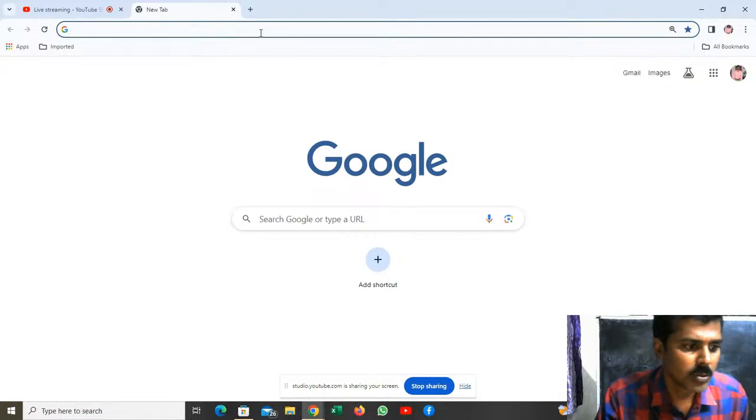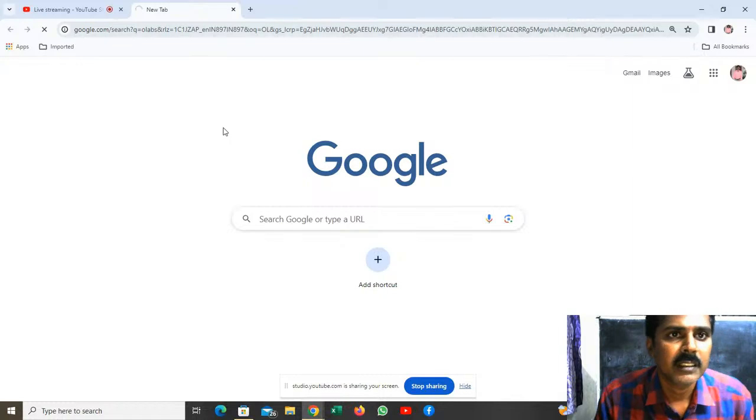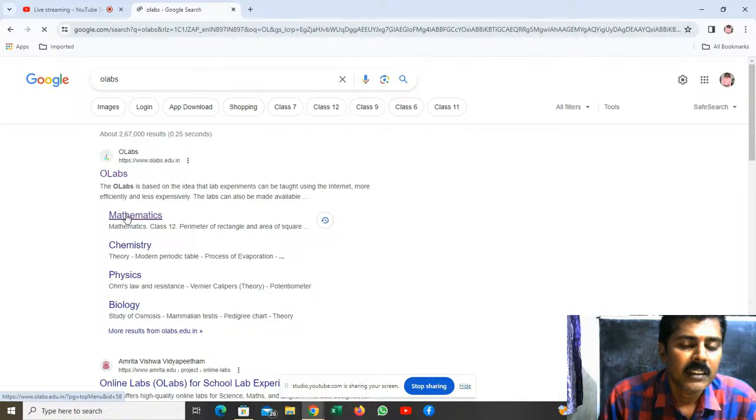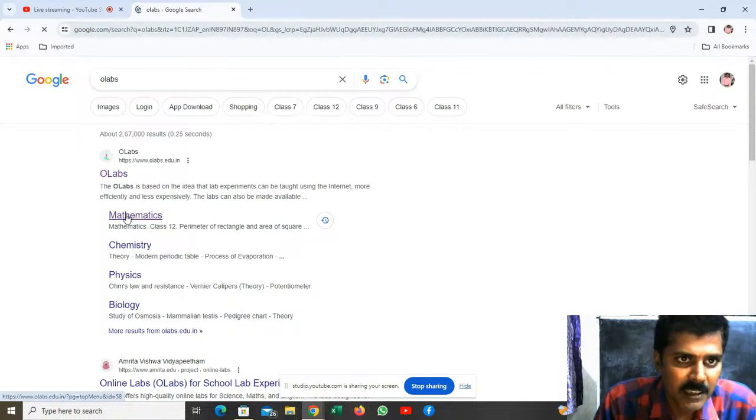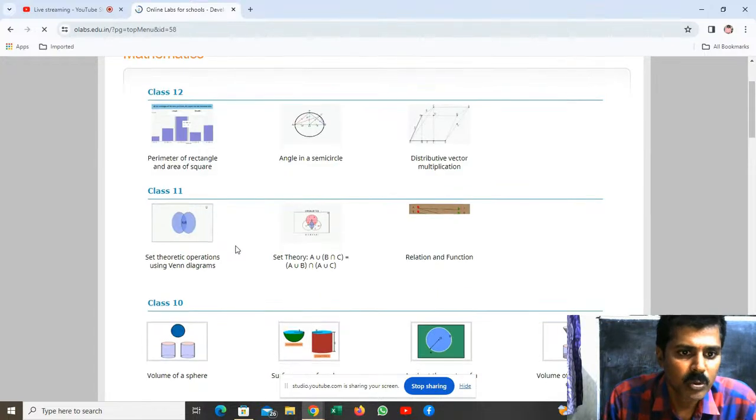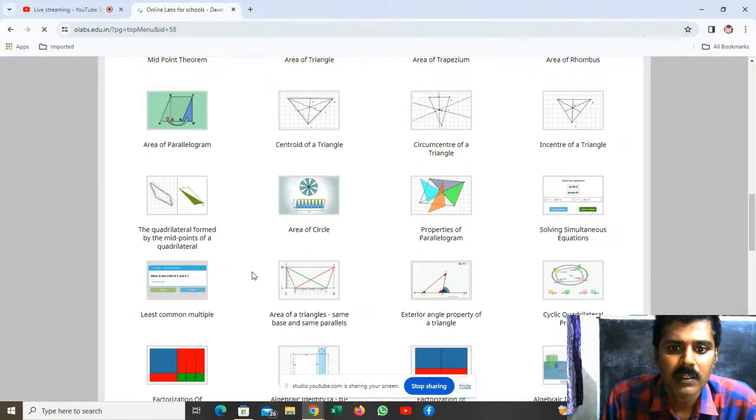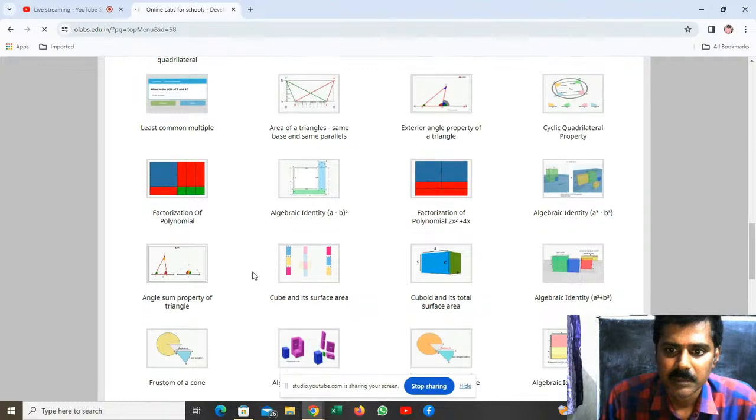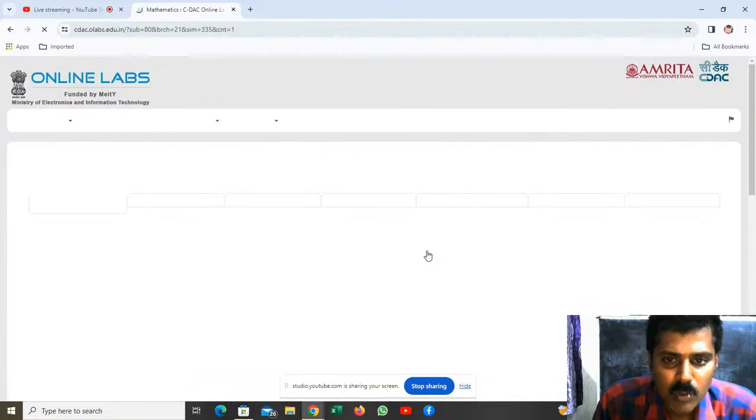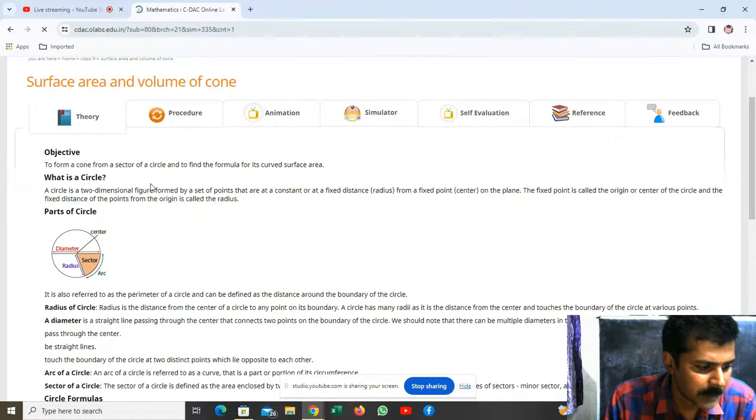So here, once you observe, I will explain how the cone has formed, how the cone will be formed, and in that cone, how can you find the surface area by using different values. This is the website where I can show you about this. So in this, I'm explaining about surface area and volume of cone.